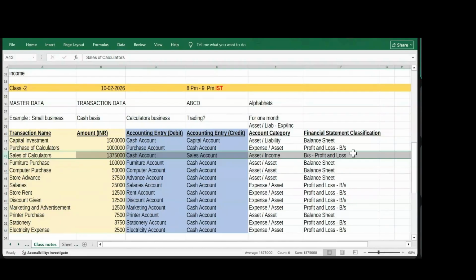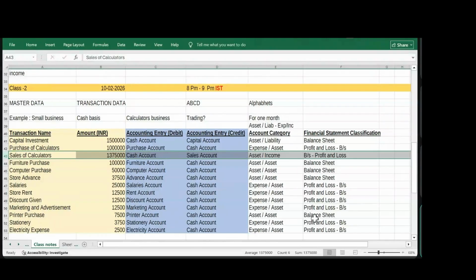Then here, the balance sheet classification and profit and loss account. Wherever cash is there, blindly it is balance sheet, asset. If income comes, it will be P&L account. If any expense comes, it will go to P&L account. Asset and liability, only one liability we have here, and that is put into balance sheet.